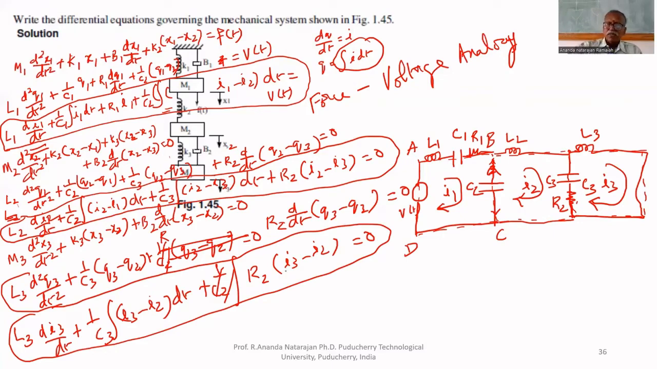Force current analogy. Here, what is the source used? The source is voltage source. If you use a current source, then it is called force current analogy. What is the difference between voltage source and current source? Ideal voltage source, ideal current source. What is the difference?